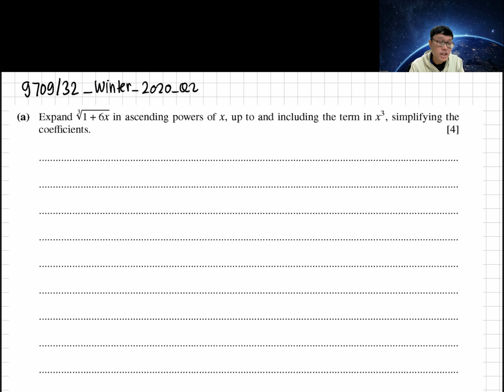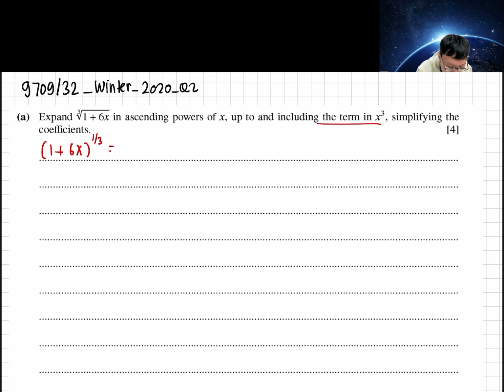Okay guys, let's move on to the next question. In the next question, we are asked to expand the cube root of 1 plus 6x in ascending powers of x up to and including the term in x cubed, simplifying the coefficient. So we can rewrite this as (1 + 6x) exponent 1 over 3. So let's apply the formula until you reach the term in x cubed.